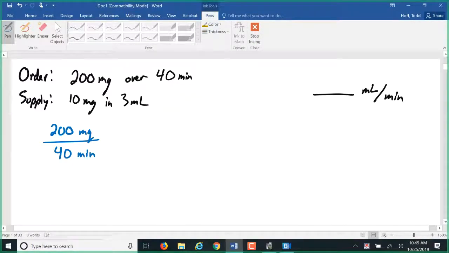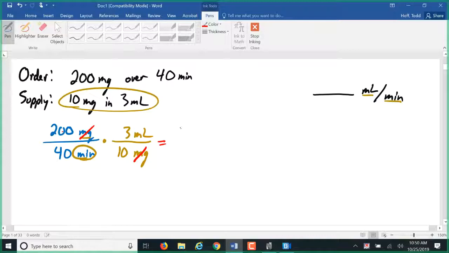So we'd start out here with the 200 milligrams over 40 minutes. We look at what we want our result in. We want it in milliliters per minute. Here we have milligrams over minutes. The minutes can stay. We don't need to get rid of those. We need to get rid of the milligrams. So we have the equivalency 10 milligrams equals 3 milliliters. So milligrams go on bottom so that it'll cancel out. 10 milligrams is equivalent to 3 milliliters. Milligrams cancel.